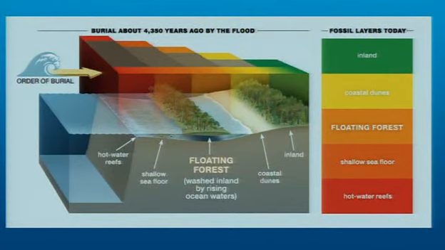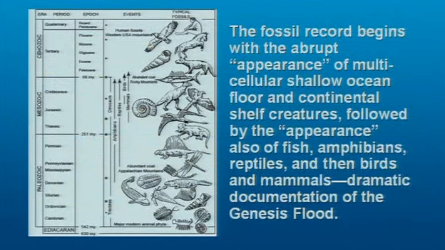And that's why we see that order in the fossil record, where we go from marine creatures to begin with, eventually to mammals, as well as marine creatures. Notice, as I said before, there are marine creatures right throughout the record as testimony that it was ocean waters that produced the fossil record, and it is a dramatic documentation of the Genesis flood.